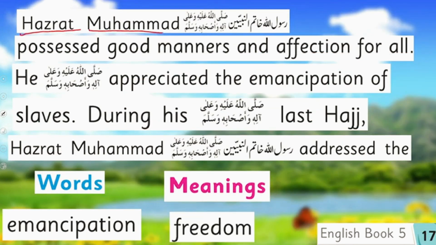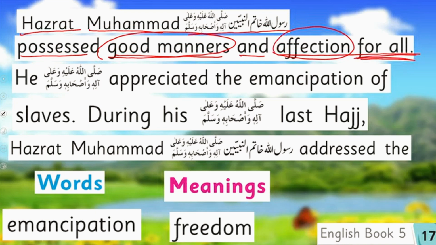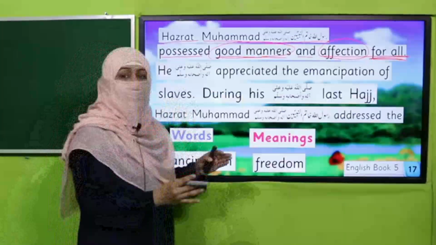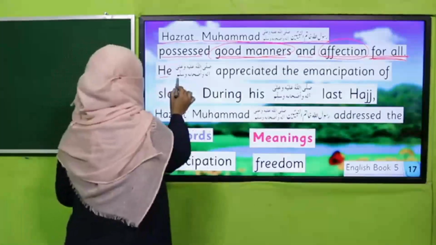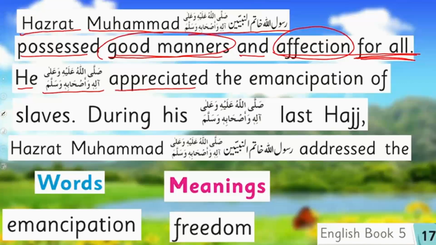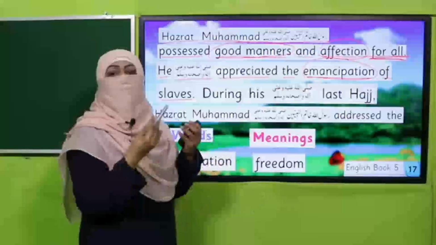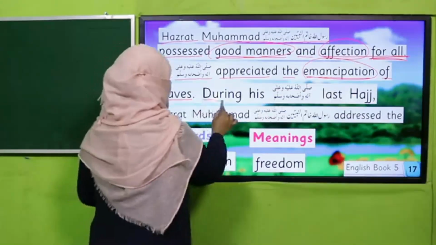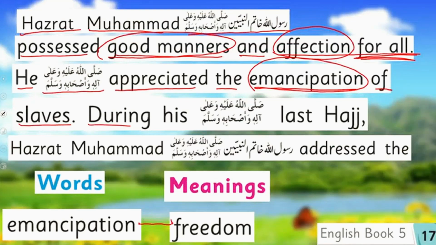Hazrat Muhammad Rasulullah Khatamul Nabeen sallallahu alaihi wasallam possessed good manners and affection for all. Good manners and affection means love for all, not only for my loved ones, not my friends, not my family. For everyone he was kind. He sallallahu alaihi wasallam appreciated the emancipation of slaves. What does emancipation mean? To let them free. Their freedom. They are also human beings. So let them spend their own life. Okay. Here it's mentioned in your book, emancipation means freedom.